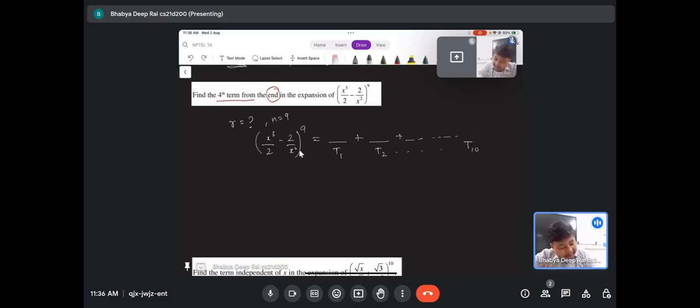So we keep counting backwards. Okay, this is the first term from the end. Now look at T9. This is the second term from the end. Oh, sorry, this is the third term from the end. And this is the fourth term from the end. Fourth term from the end, which is the seventh term from the left. Thus, R equals 7.